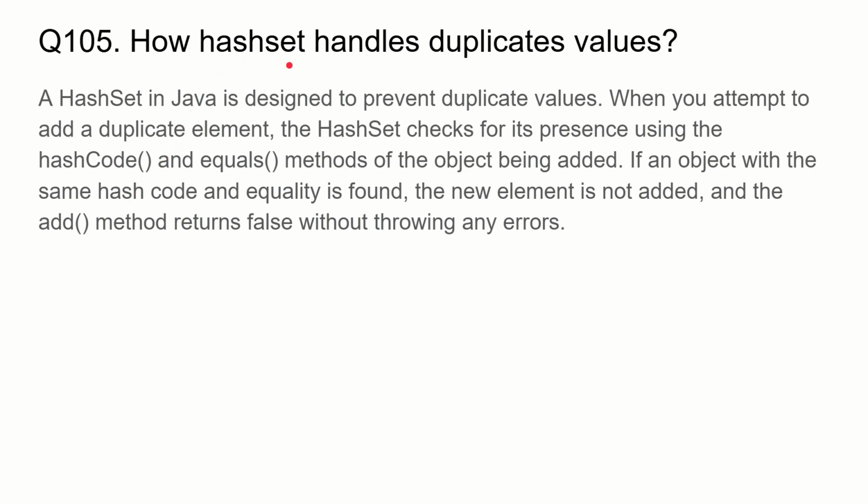How does HashSet handle duplicate values? HashSet is designed to prevent duplicate values. When you attempt to add a duplicate element, the HashSet checks for its presence using the hashcode and equals method of the object being added. If an object with the same hashcode and equality is found, the new element is not added and the add method returns false without throwing any errors. It is important to note that it does not throw any errors, it just simply returns false.